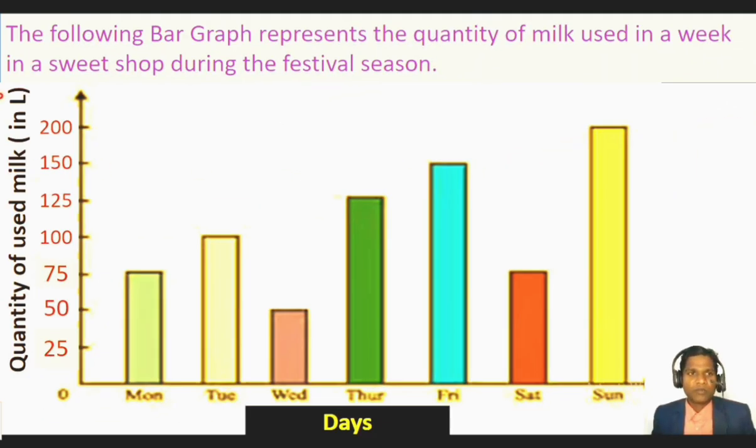Let me show you. The following bar graph represents the quantity of milk used in a week in a sweet shop during the festival season. It is a bar graph. On the y-axis, I can see quantity of used milk in liters, which ranges from 0 to 200. On the x-axis, I can see the names of different days, such as Monday, Tuesday, Wednesday, Thursday, Friday, Saturday, Sunday. The highest used milk is on Sunday, which is 200 liters. The lowest used milk is on Wednesday, which is 50. Also on the screen I can see different colors such as pink, green, blue. Overall, the picture gives information about the quantity of used milk in a week.